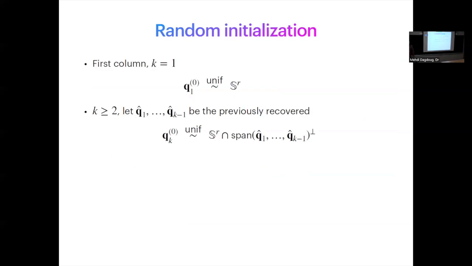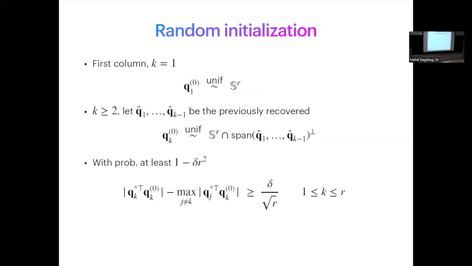But the surprising thing is both of them work in this case. So random initialization, very simple. For the first column, you uniformly sample from the unit sphere. That's it. And for the other columns, you would want to make sure that you only sample from the unit sphere modulo the orthogonal space of the previously recovered columns. And this will ensure that you won't sample from the space you have already recovered.